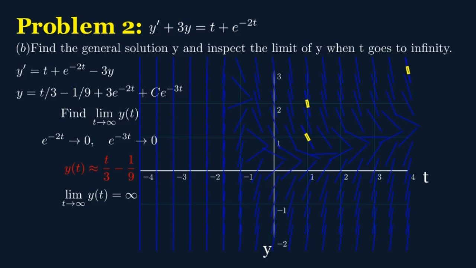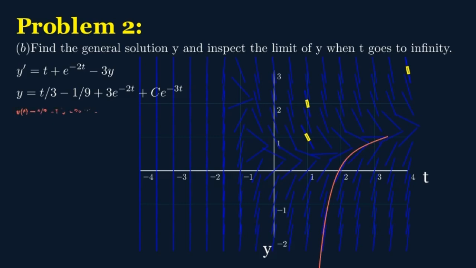The negative exponential terms will converge to 0, and the solution converges to y equals t over 3 minus 1 over 9. Let's plot these solution curves for different values of c.